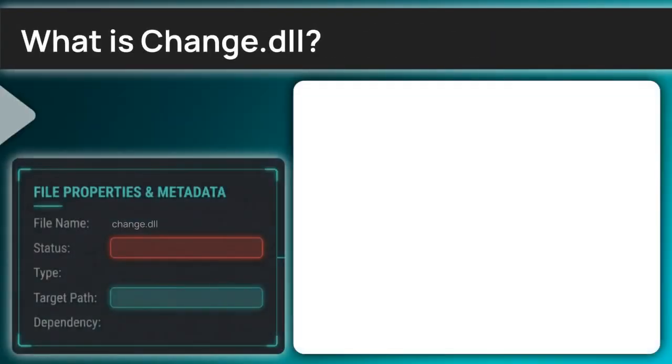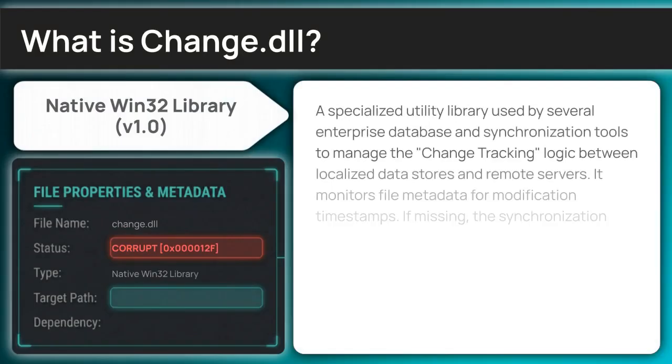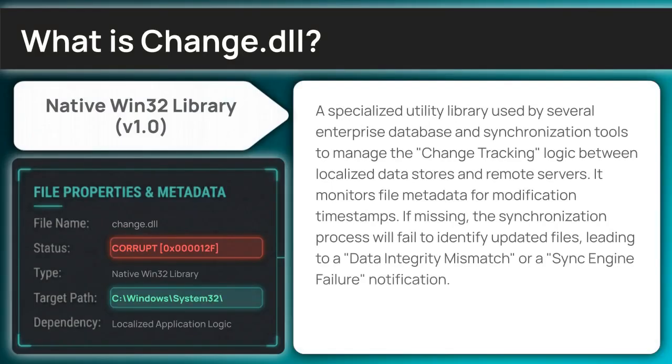This is the Change Library, a specialized utility library used by several enterprise database and synchronization tools to manage the change tracking logic between localized data stores and remote servers. It monitors file metadata for modification timestamps. If missing, the synchronization process will fail to identify updated files, leading to a data integrity mismatch or a sync engine failure notification. Since we've identified what's missing, let's try the official recovery method.